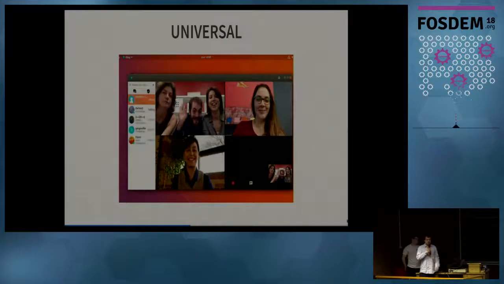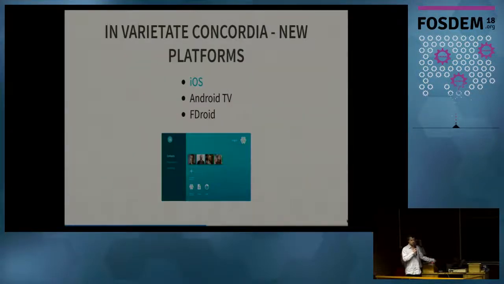We try to make Ring as universal as possible, so we build clients that are as easy to use as possible for the general public. We try to make clients as user-friendly as possible. As Sebastian mentioned, we have clients for Android, for Android TV, for iOS now, for Windows a UWP client, and obviously on GNU Linux, and also on macOS. The demo was between the macOS version and the GNU Linux version, which is a GTK.